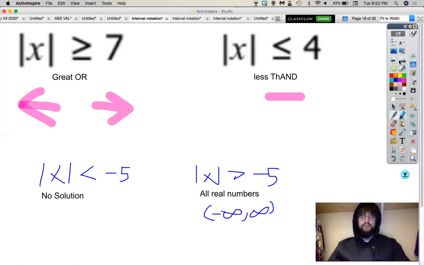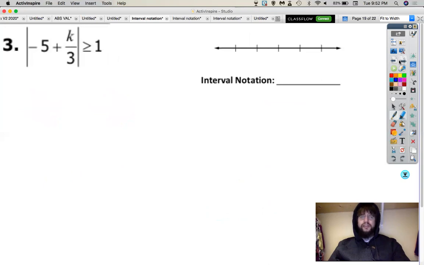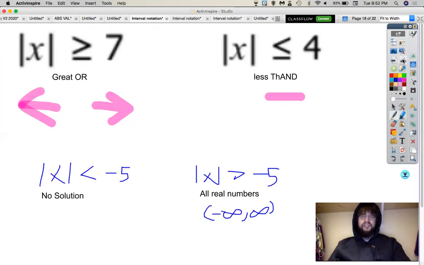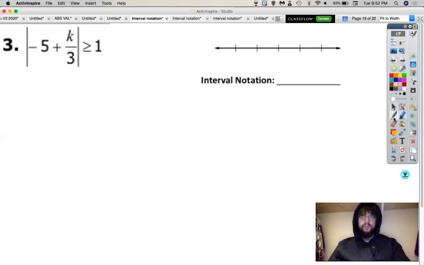Moving on. Let's do a couple examples. I got 4 of them here. So let's try one. First and foremost, read. What is this? It's a great or. So I'm going to be splitting it up. What does absolute value do again? Oh yeah, set up my 2 cases.